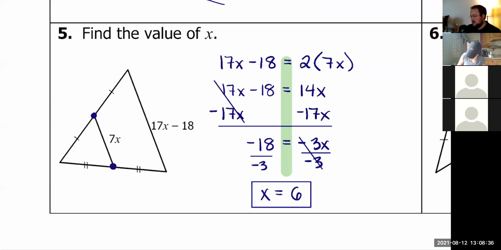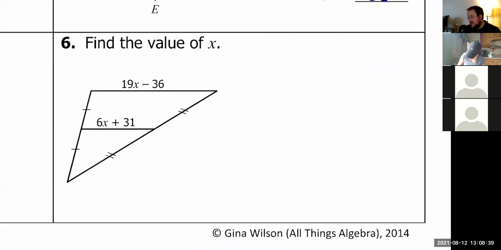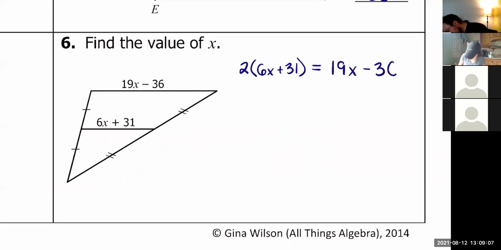Is number 6 set up about the same way? Number 6 is dang near identical. So on this one, instead of solving it all the way through, same visual cues. We have a midsegment here. If we double that midsegment, it has to equal that third parallel side there. So that basically means if I took 2 times the 6x plus 31, that's going to have to equal the 19x minus 36. Now, if you take the time to solve that one, you should come up with x equals 14.